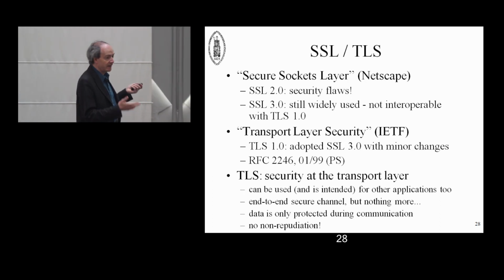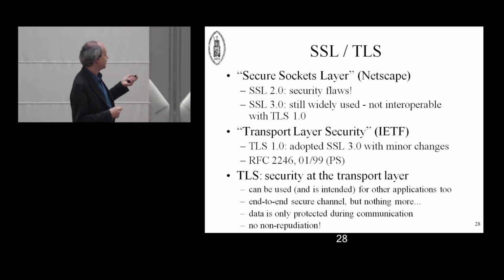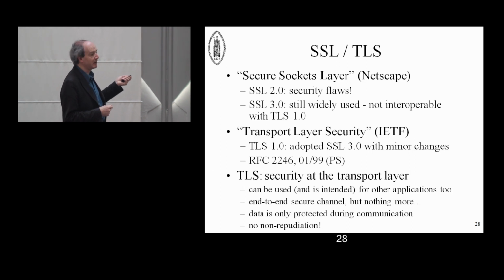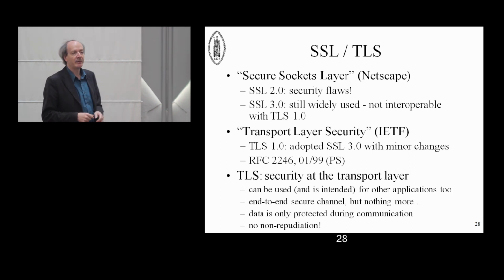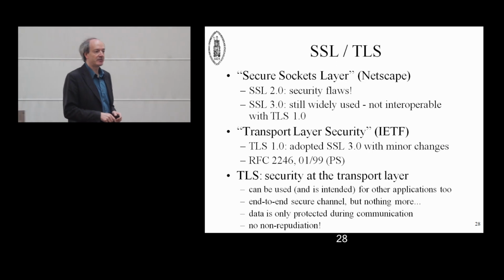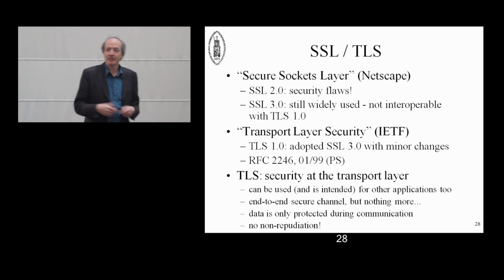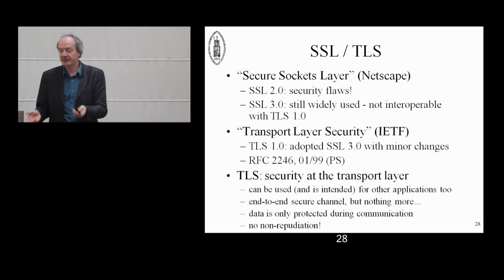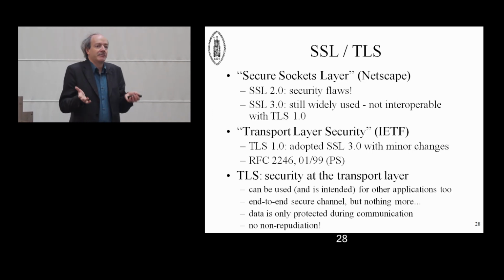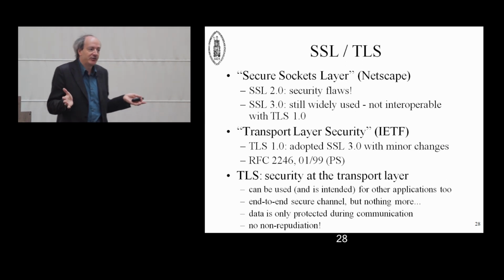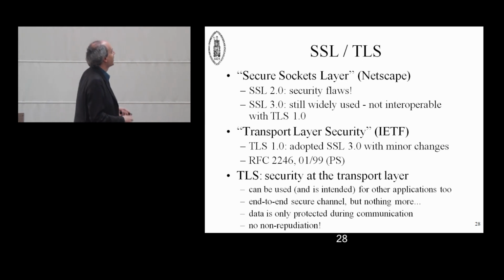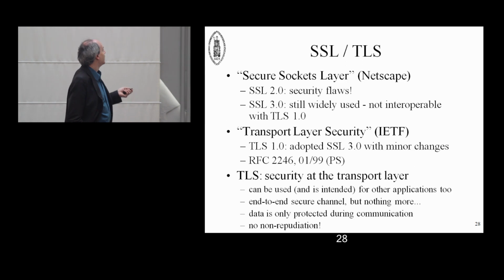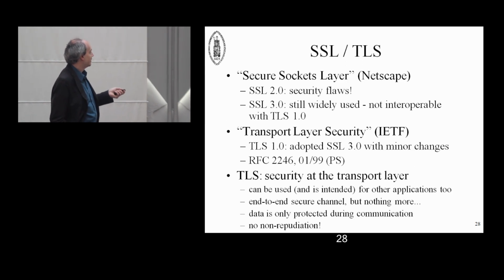So here is the history, as you asked. 2.0 has quite some security flaws. 3.0 is still being used. If you switch it off in your browser, you'll find out that you have problems with some websites. What happens essentially is that some companies just hire a consultant to install a secure website. He does it and disappears. And then nobody knows how to touch it, so they just don't touch it, and they still have only 3.0. So 1.0 is essentially SSL 3.0 with small changes. I'll come back to the features later.